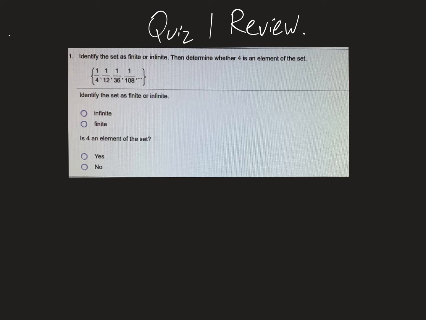Okay, so problem one, just talking about sets. Remember, a lot of sets is just going to be vocab and knowing what the symbols mean. So first thing, knowing if a set is infinite or finite. We can tell this set is going to be infinite because there is that ellipsis at the end, meaning it continues forever. And it doesn't seem to have a ceiling or an ending point. So it looks like we are talking about an infinite set.